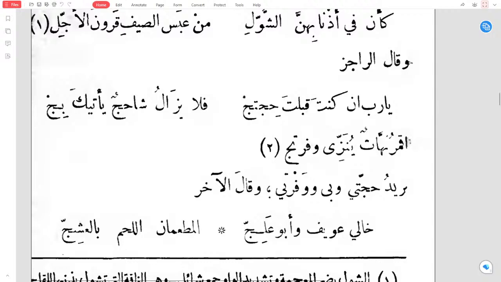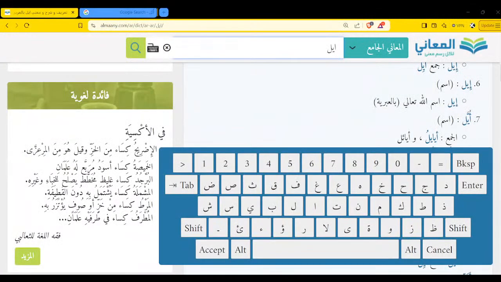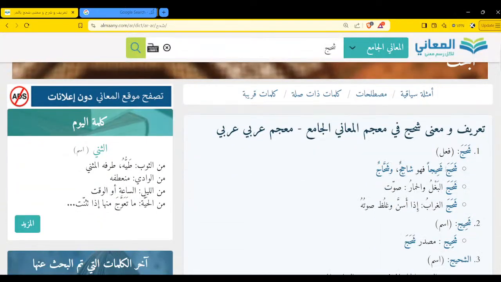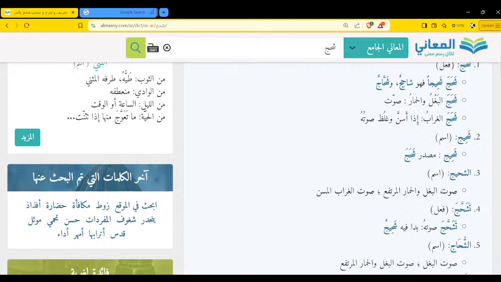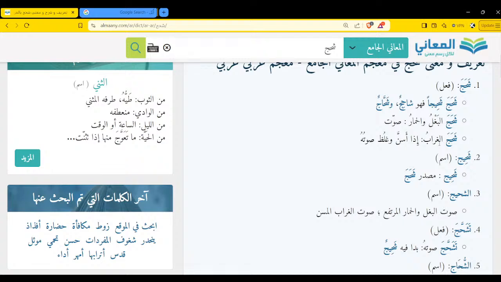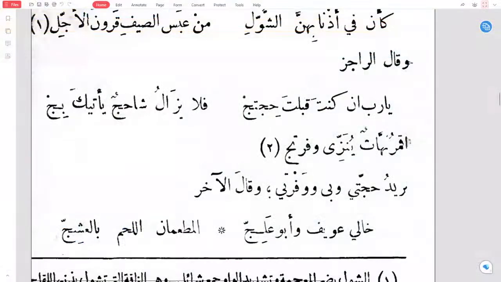It is such that up until now, continuously, a shahij. Shahaja al-baghlu wal-himaru means the donkey made a sound, the neighing or braying of a donkey. So shahij means a brayer. It's a fa'il from shahaja. So the braying donkey till now is still taking me towards your house. Up until now, this braying donkey is still bringing me to your house. فَلَا يَزَالُ شَاحِجٌ يَأْتِيكَ بِي أَقْمَرُ.